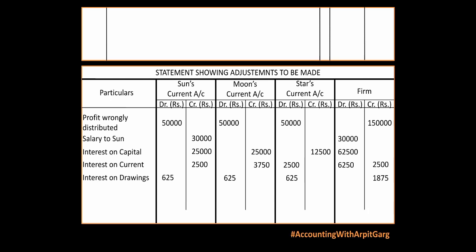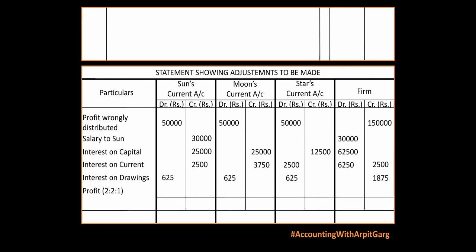Now profit is to be distributed in the ratio of capital. Capital is 250,000, 250,000 and 125,000, so it is 2:2:1. Okay, now first we need to find out profit. So we will balance the firm's column, then we will find the balancing figure of the firm. You see, it is coming on debit side.